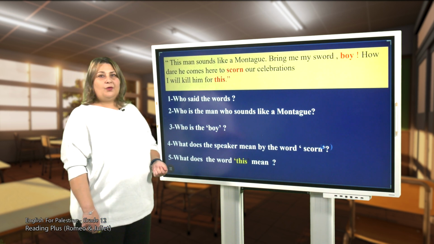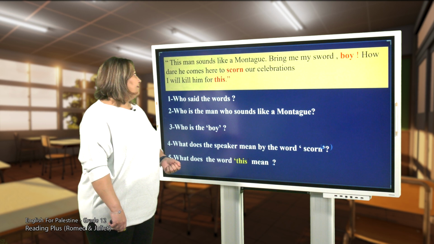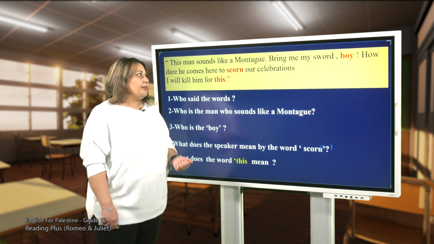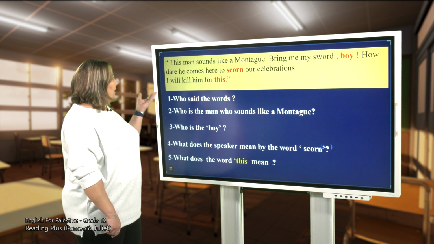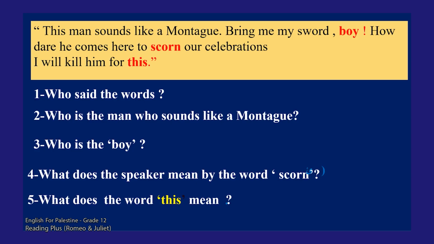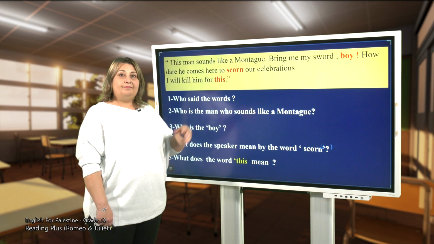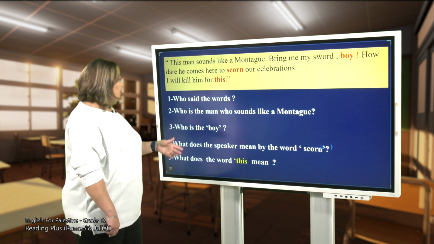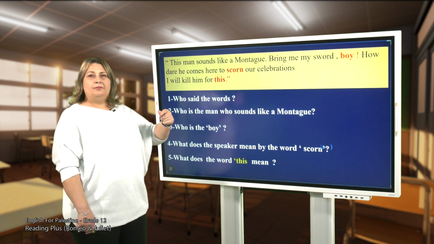Now, we have another quotation. Let's read the quotation first, then we'll see the questions. "This man sounds like a Montague. Bring me my sword, boy. How dare he come here to scorn our celebrations? I will kill him for this." These words are said by, who said the words?